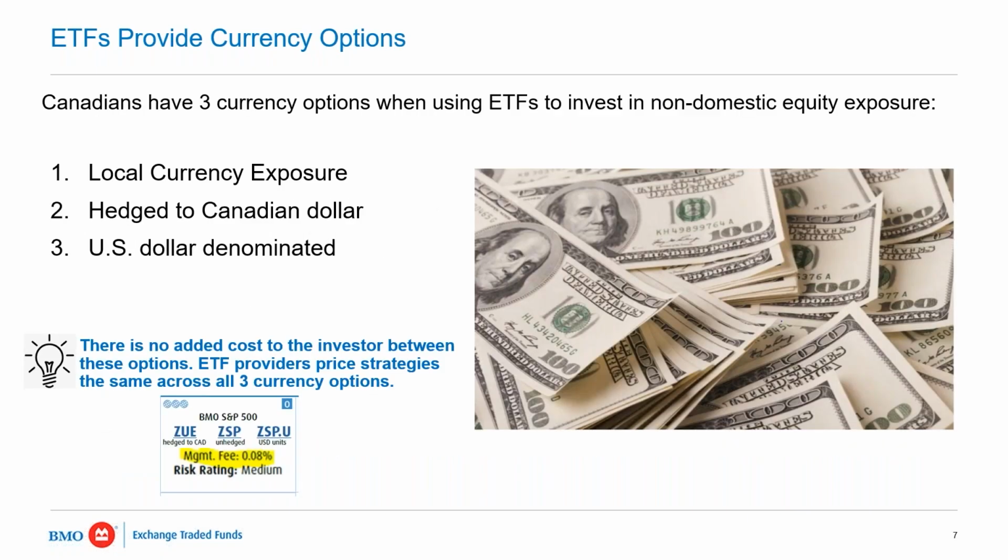Great, thanks for that, Chris. So ETFs provide currency options, and investors in Canada have basically three main currency options to choose from when they're looking at equities or fixed income outside of Canada, or non-domestic. They can choose local currency exposure, which is the unhedged version. You can go to a hedge to the Canadian dollar version. But today we're really going to talk about a US dollar denominated version, which is the .U.